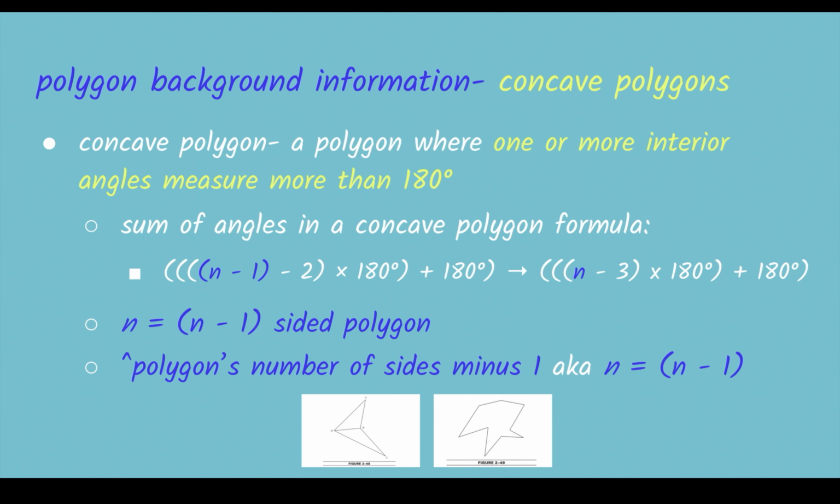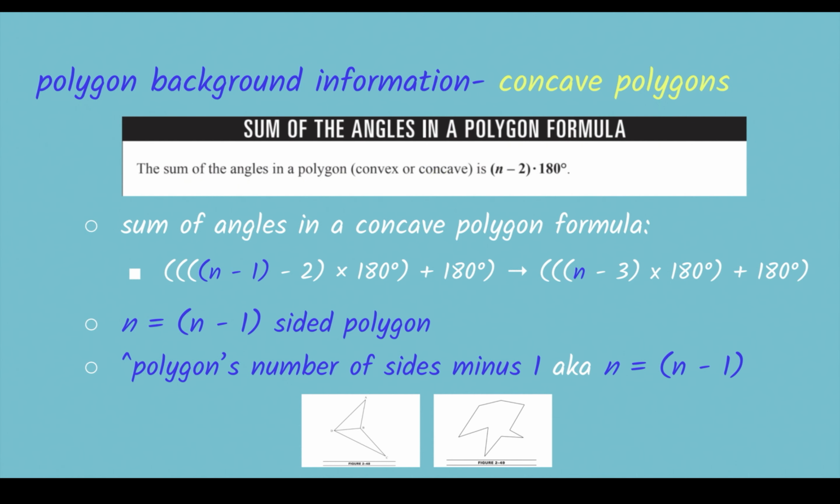So these are the bad polygons, whereas the convex polygons were the nice, good polygons. And these concave polygons have one or more interior angles which measure more than 180 degrees. And the sum of angles in a concave polygon formula is as shown. It's the same as a convex polygon formula.